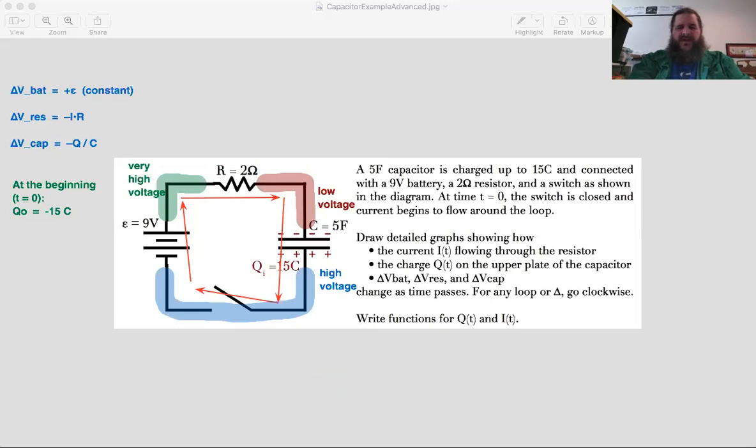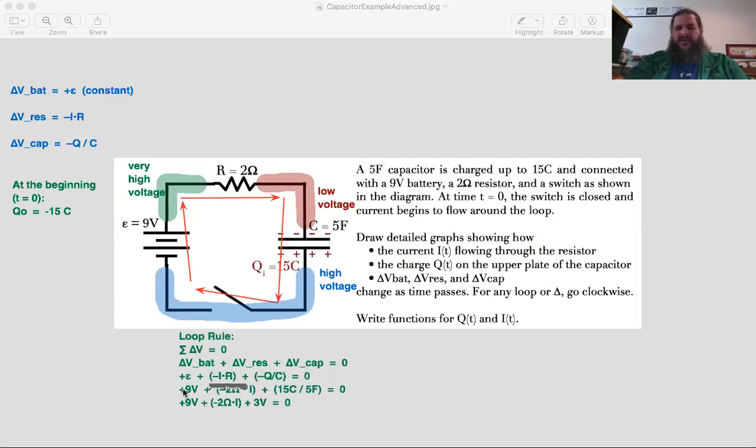So we've got a plus 9 volts from the battery, a negative 2 ohms times current from the resistor, and a plus 3 volts from the capacitor. And note that the battery and the capacitor both have the same sign of voltage. They're both voltage boosts here, because as you're going clockwise, the battery causes an increase in voltage, and the capacitor also causes an increase in voltage. They're both pushing in the same direction.